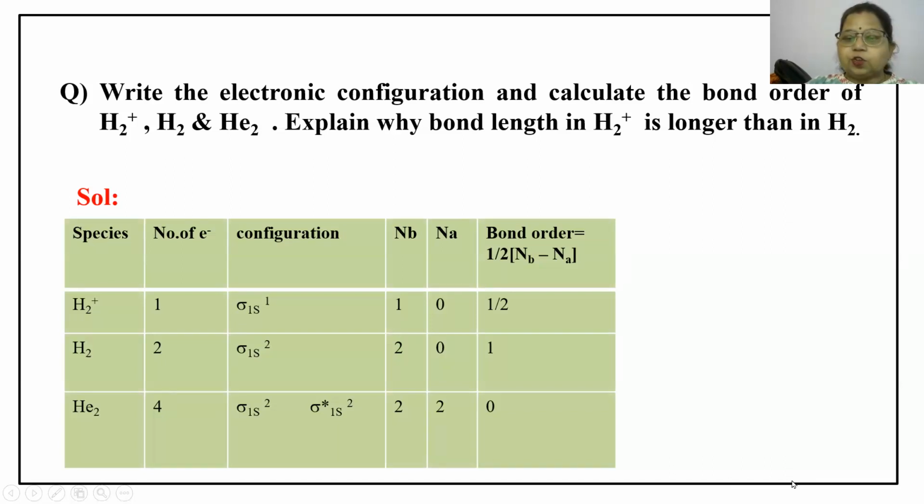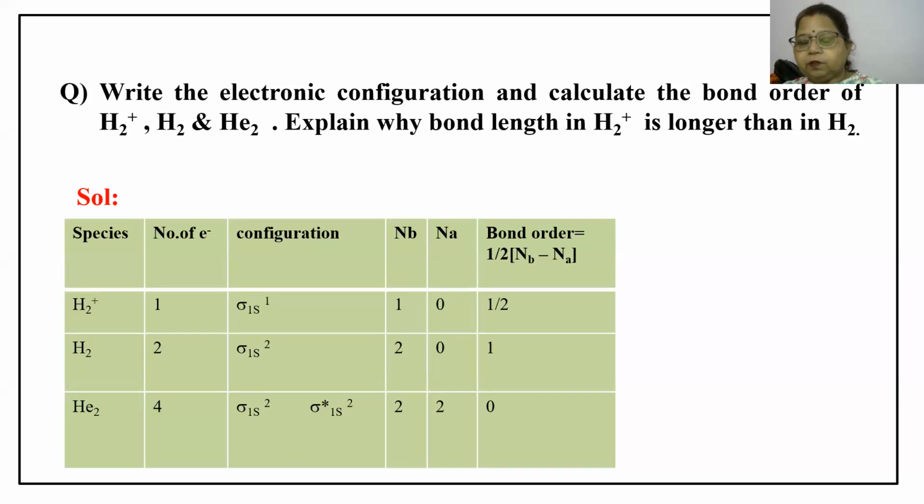See, H2 would have 2 electrons, right? Hydrogen has 1, so H2 should have 2. Now, I have given you H2 plus, which means it will have only 1 electron. So the configuration will be sigma 1s1. Bonding electron will be 1, anti-bonding will be 0, and the bond order will be half. Similarly, H2 has 2 electrons, and this will be sigma 1s2. So bond order is 1.